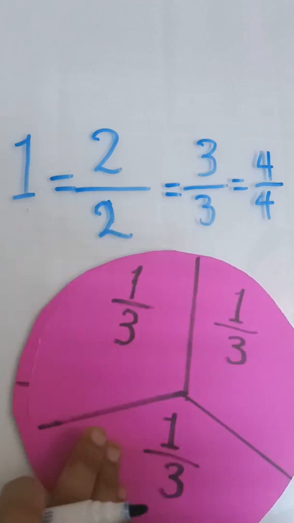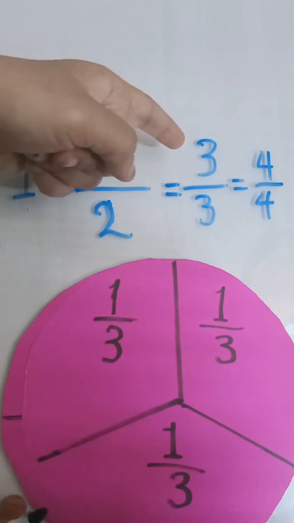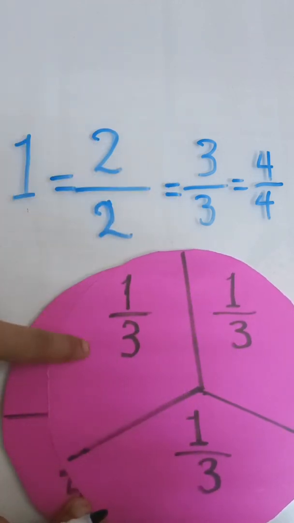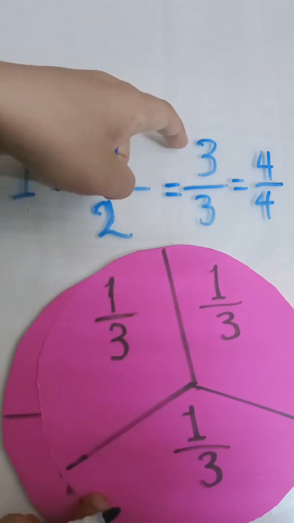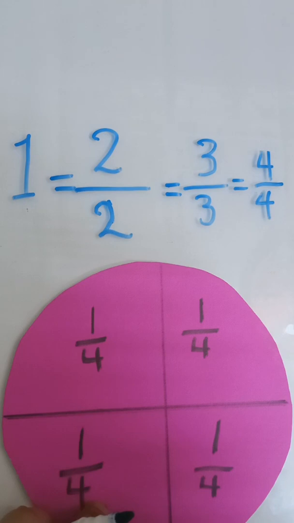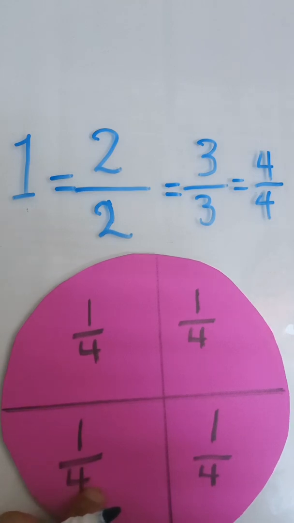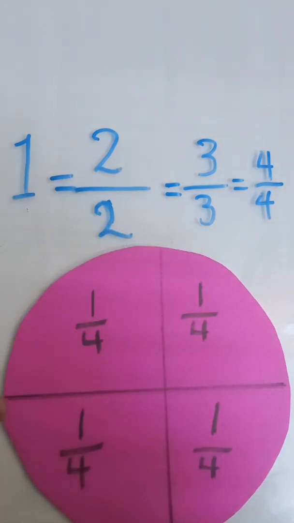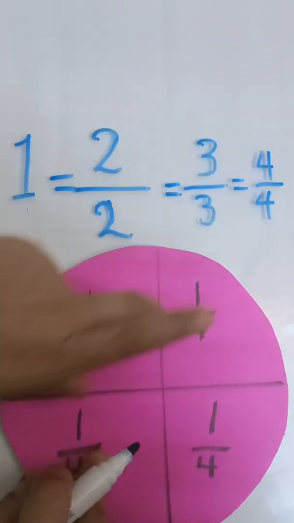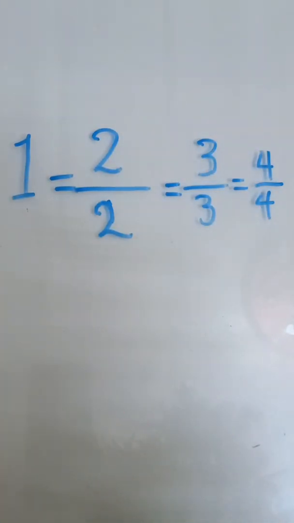Okay, 1 equals 3/3. We can write 3/3. Okay? And we can say 1. The circle equals what? 4/4. Okay.